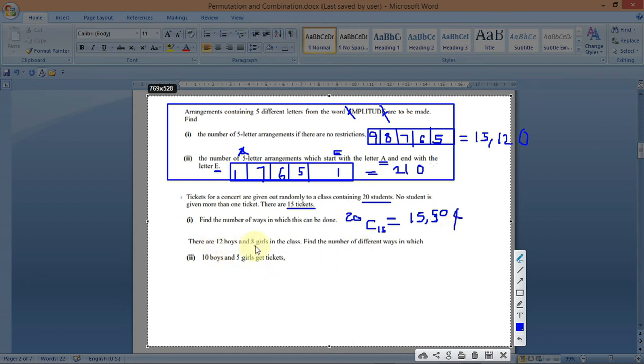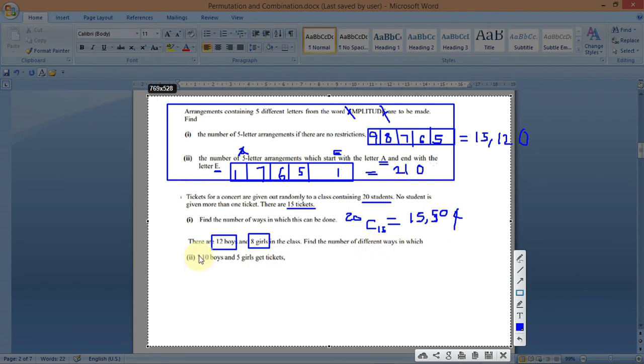So there are 12 boys and 8 girls in the class. Interesting. So let me just take that one. 8 girls and 12 boys. Okay, then the number of students altogether is 20. So 12 plus 8 is 20. So that's correct. So find the number of different ways.